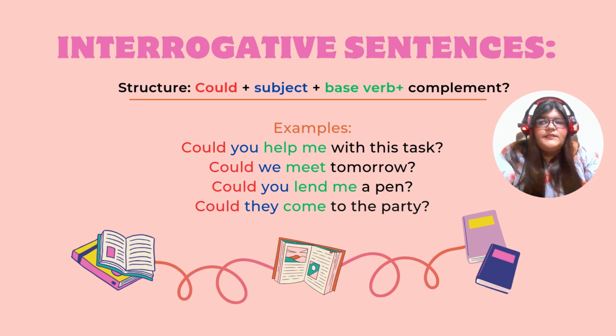Then we have, guys, interrogative sentences, when you want to make a question, right? For example, we have the structure. We will add the modal verb could from the beginning, then the subject, and then the base form of the verb plus the complement, and of course the question mark at the end. For example, could you help me with this task? Could we meet tomorrow? Could you lend me a pen? Could they come to the party? And so on. But be careful, guys.